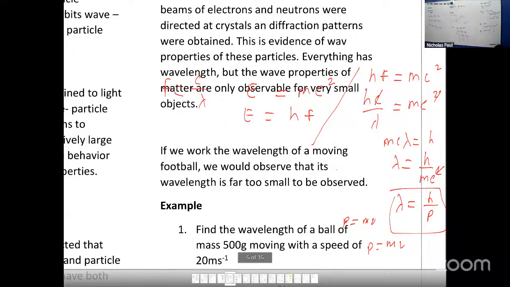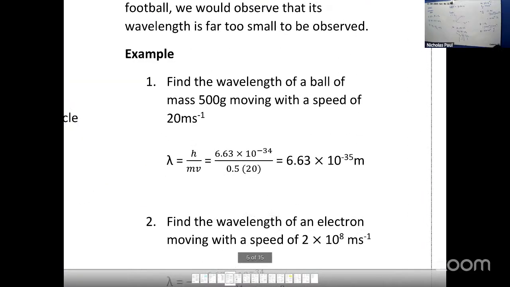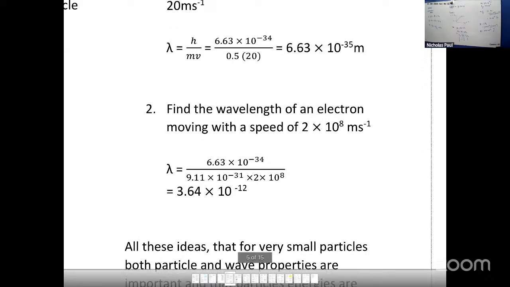If I move faster, right? If it moves faster, you might be able to see a wavelength that we could actually observe. All right, so 6.63 by 10 to the minus 35. And then if you do the reverse in number 2, you will see a much larger wavelength, like of an electron, so the wavelength getting larger.